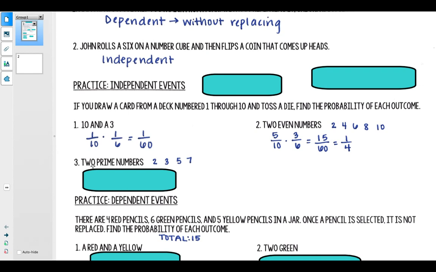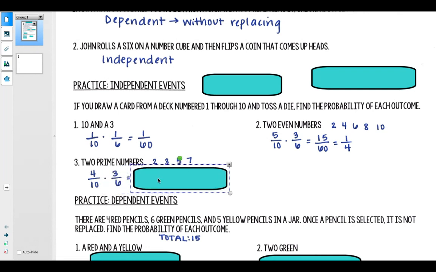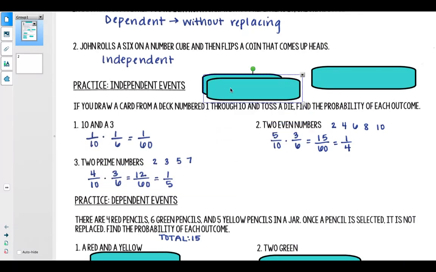The last scenario, what's the probability of picking a prime number from the deck and then rolling a prime number from the die? Our prime numbers are numbers divisible only by itself and 1. So here our prime numbers would be 2, 3, 5, and 7 for that deck. What's the probability of picking a prime number? Well, you have a 4 out of 10 chance. 1, 2, 3, 4. What's the probability of rolling a prime number? So that's only 2, 3, and 5 would be my options. So that would be 3 out of 6. Or when I simplify, 12 over 60 and 1/5.